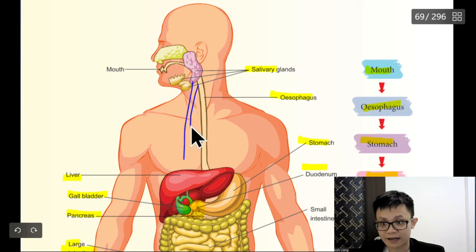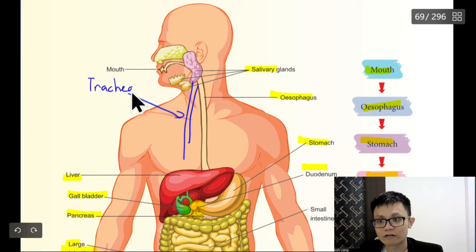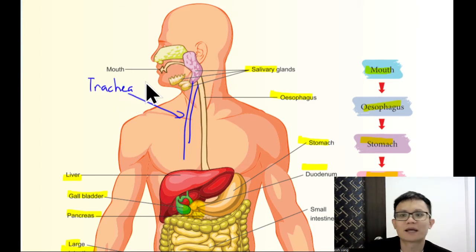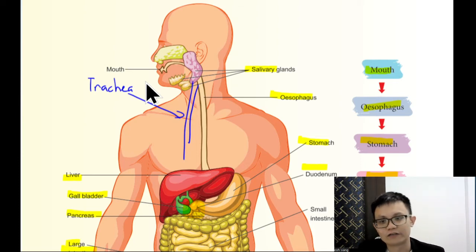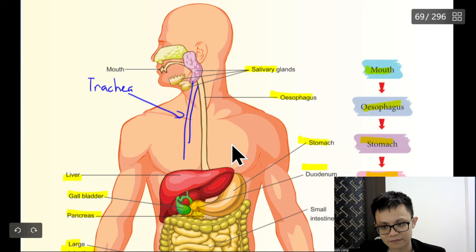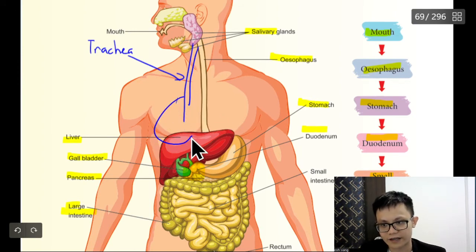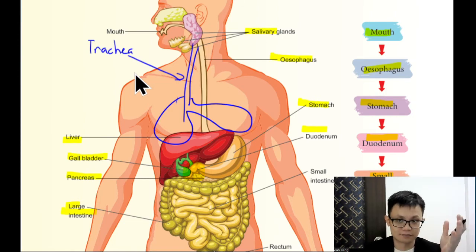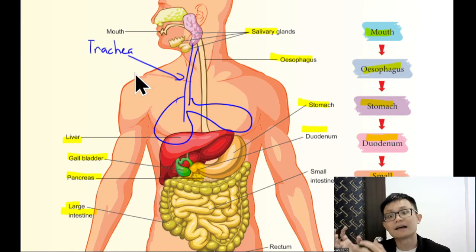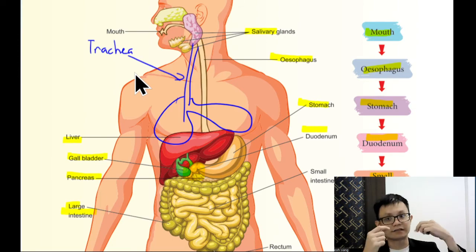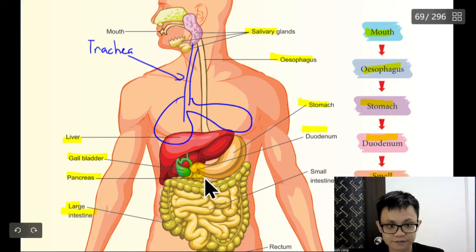One more is the trachea. Teacher, how do I know? Sometimes they say trachea, sometimes they say esophagus. What is the answer? If you see this pipe go to your stomach, it is the esophagus. If you see this pipe go to the lung, then it is the trachea. So it depends. Go to the lung, you just write trachea. Go to your stomach, you say it is esophagus.